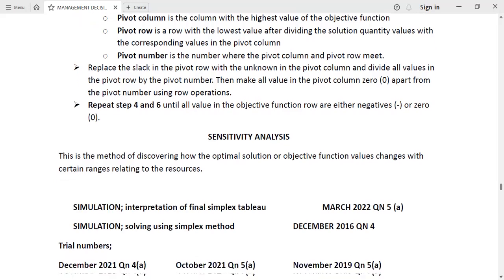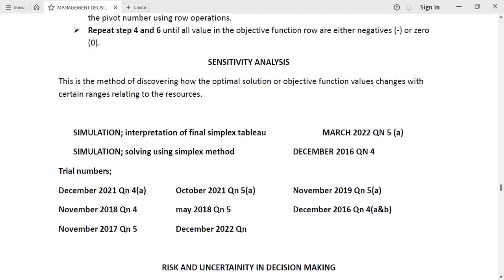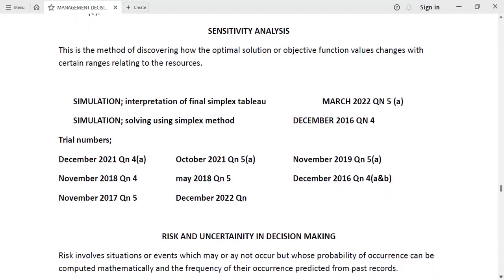Those are the simulations that we have. We have the interpretation of the simplex final table, and that is from March 2022, question 5, part A. We also have the one we are going to be solving, and we are getting that question from December 2016, question 4.